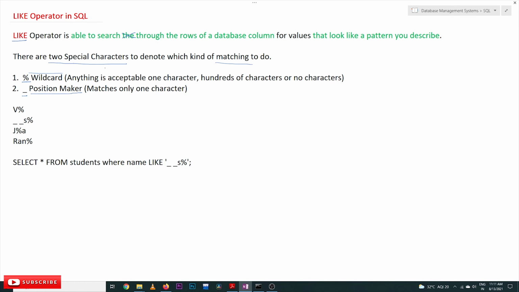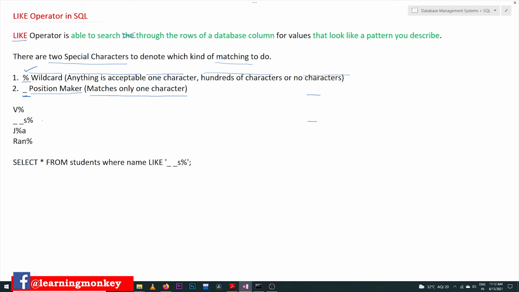What kind of characters will the percentage symbol match? That is very important to understand. Anything is acceptable: one character, hundreds of characters, or no characters. If there is a space also, that is accepted by this pattern matching character. Try to understand that point. And what about the underscore? Underscore matches only one character. If only one character has to be matched, then the underscore character is used.